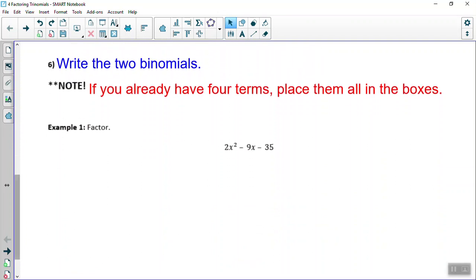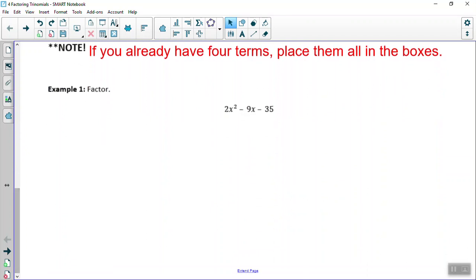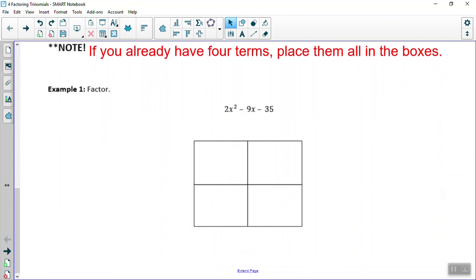So the first thing we're going to do is make our box. So there's my box. Now, when we're multiplying with the box method, we would take those 2 binomials, put them on the outside, and then multiply to fill in the inside. Well, now we're going to start with the inside and work our way to the outside to get those binomials.